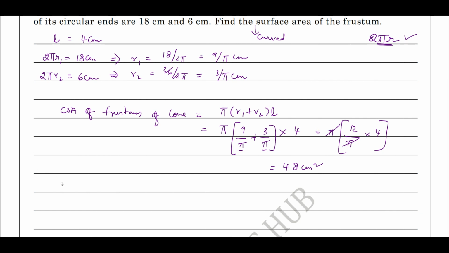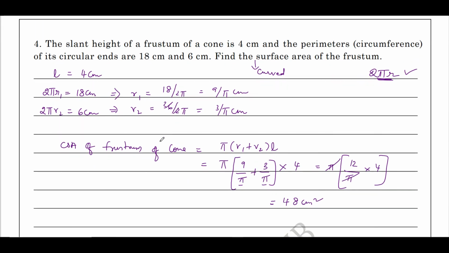That is pi r1 square, that is pi into 9 by pi into 9 by pi. Pi and pi will cancel out. Calculate the area and you can add. I don't think this kind of question will be asked, that is finding the total surface area of frustum of cone. For this question, they'll not try to alter the question in the exam.